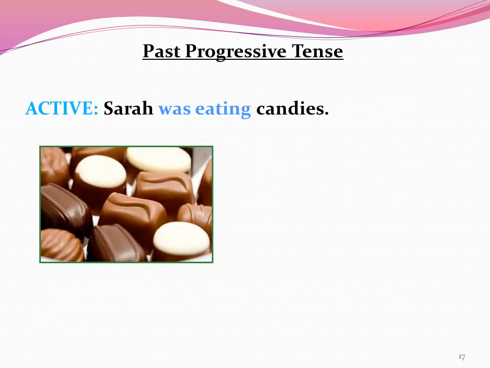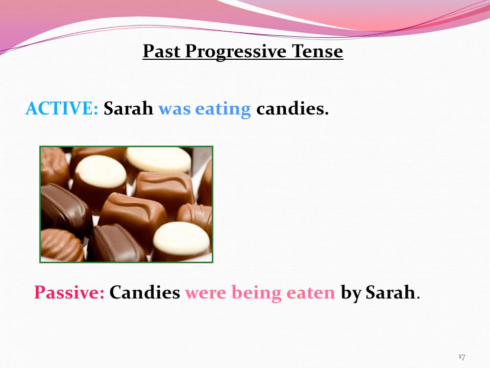They have the same meaning. Now let's have another sentence. Sarah was eating candies. The same was eating is the past progressive tense, followed by candies, which is the object. The sentence becomes candies were. Here was is changed into were since candies is plural. Candies were being eaten by Sarah.